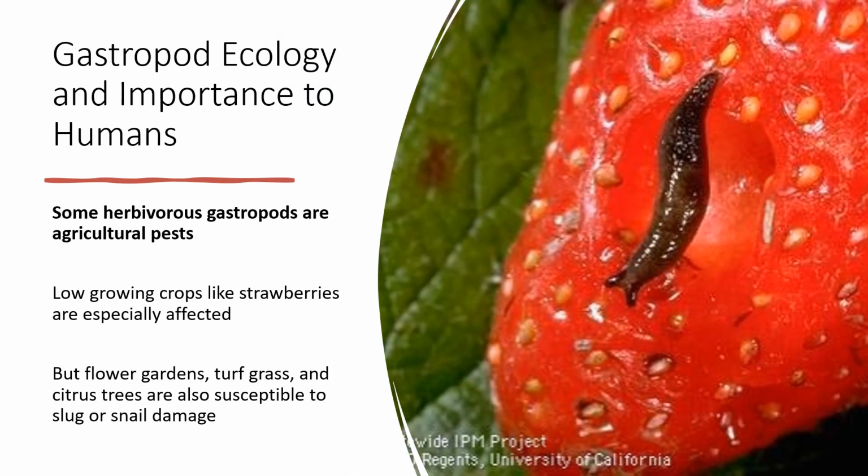Another way gastropods can negatively impact us is by affecting our crops and food supply. If you know any gardeners, you may have heard them complain about slugs damaging their gardens. There are some herbivorous gastropods, especially slugs, that are major crop pests. They tend to affect low-growing crops because they're easy for them to access, like strawberries. But some are willing to even climb up into citrus trees and damage those fruits.